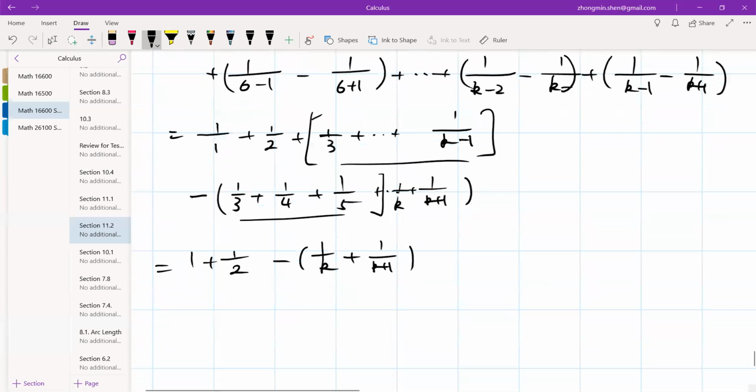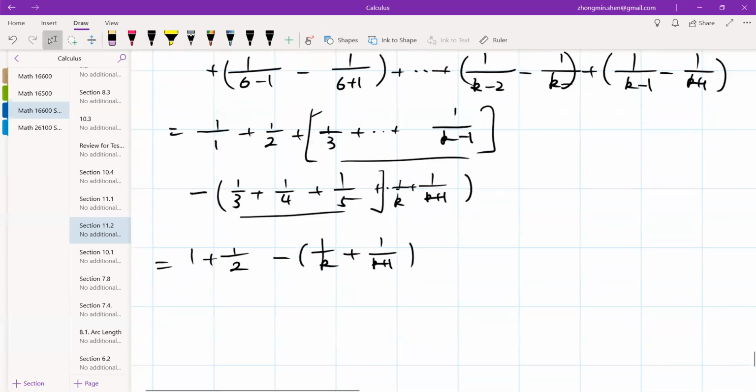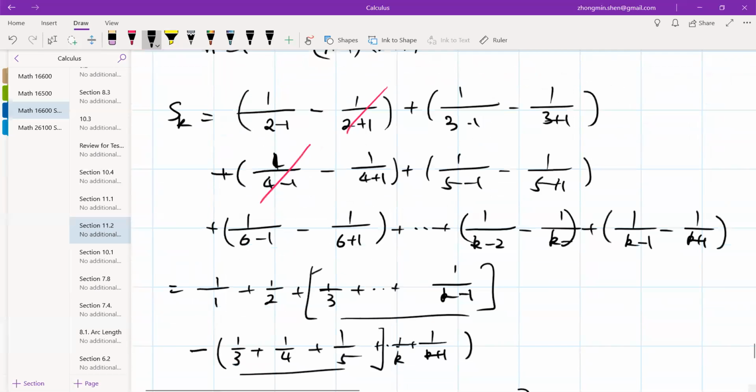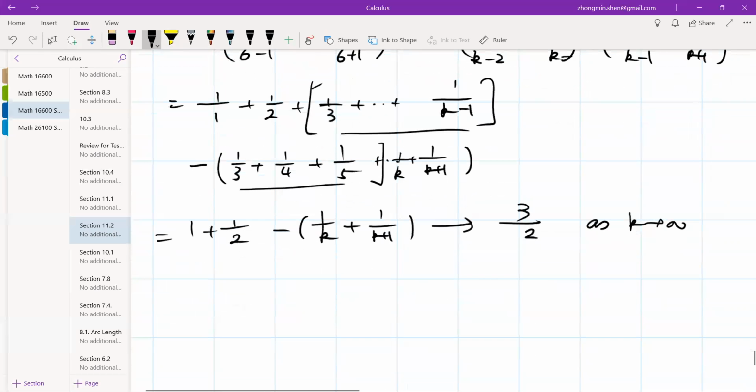So now it's clear that it approaches 3/2 as k approaches infinity. Okay, we find the sum. So I can write down the sum of 2 over n squared minus 1, starting from n equals 2, is going to be 3/2. Got it?